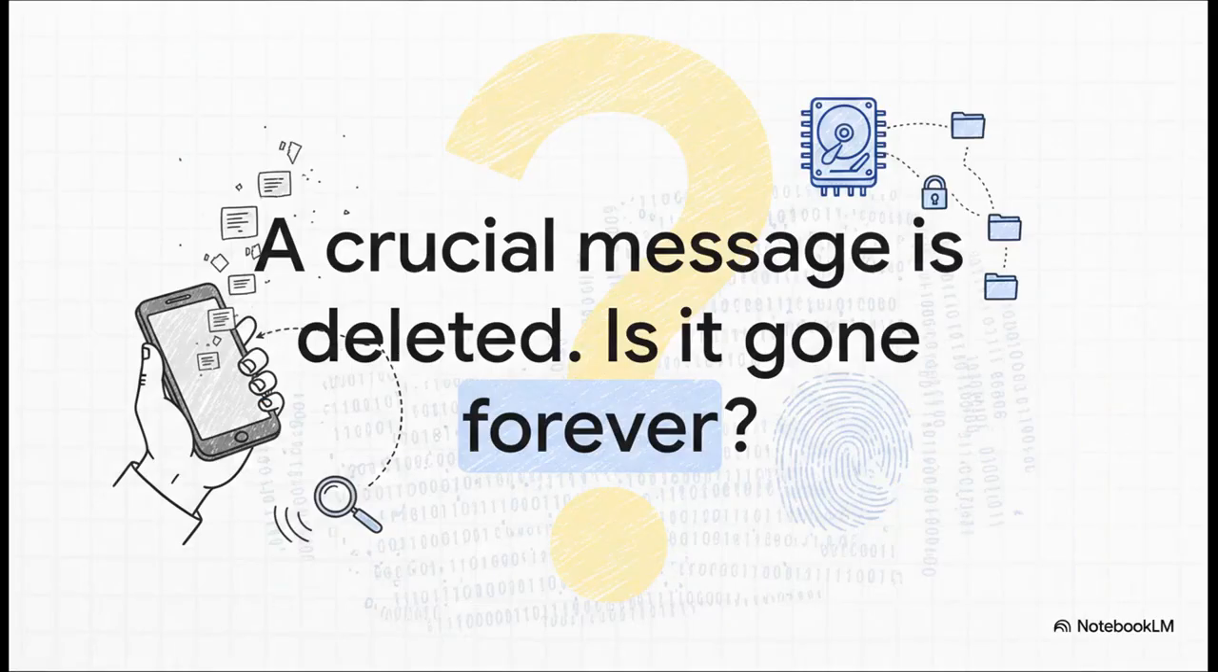So, let's set a scene you've probably seen in 100 movies. A suspect sends a really incriminating text, and then boom, they delete it. They think they're clear, right? But are they? Is that message actually gone for good, or did it just become a kind of digital ghost?